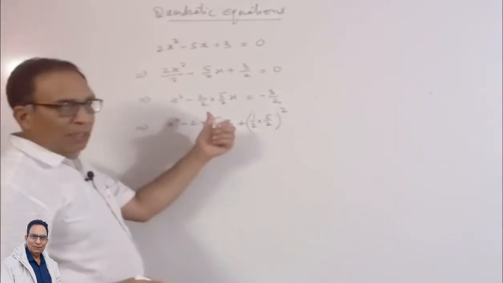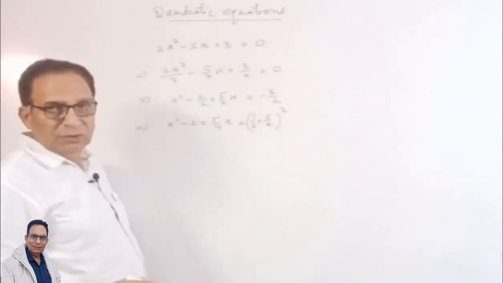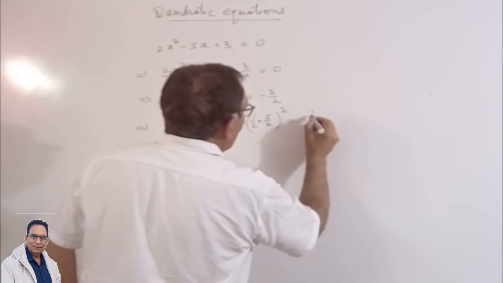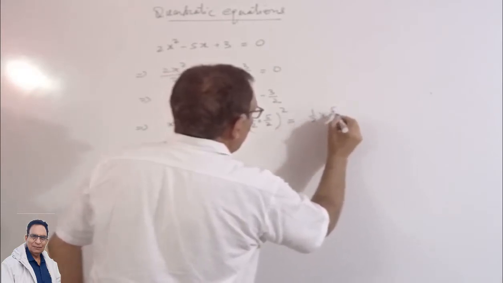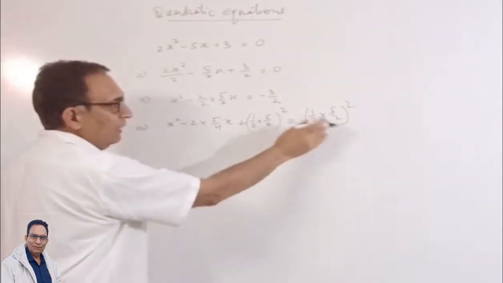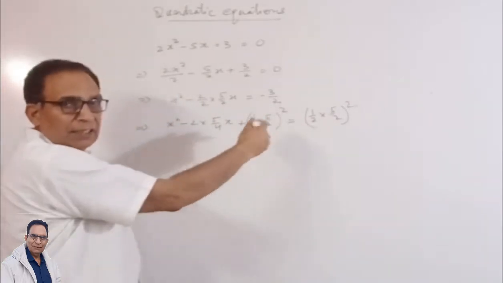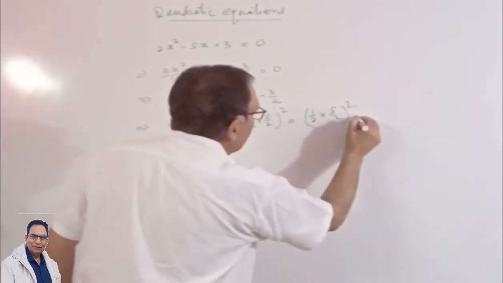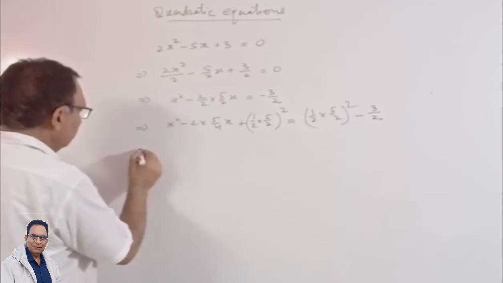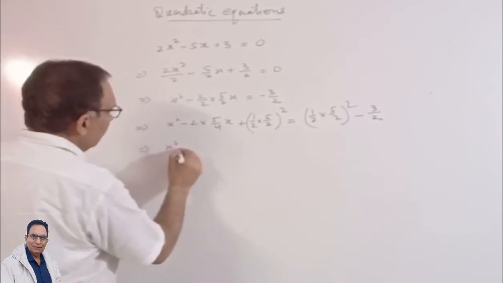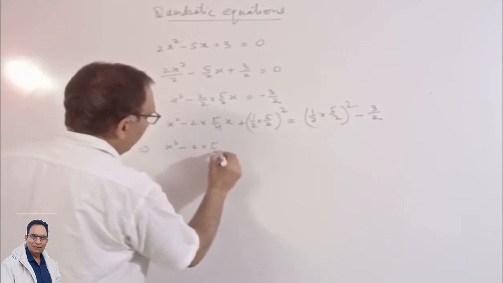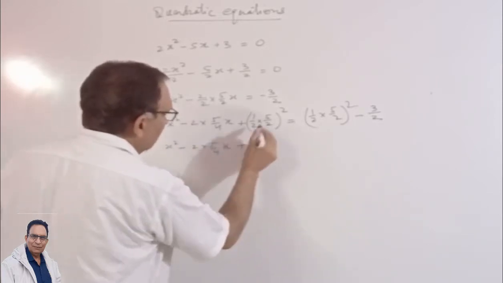Meaning half into the coefficient of x, and write the square of it. This is extra, you are adding this side. So the same thing you have to do on the right side also. So here I am writing 1 over 2 into 5 over 2 square. Means I have added this value this side as well as this side, so it doesn't make any difference. Cancel out, you will be getting the same thing. Minus 3 over 2.